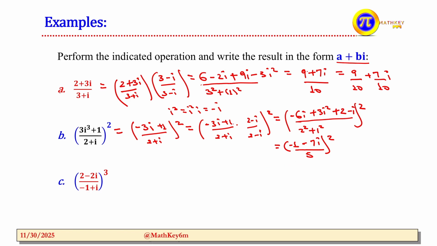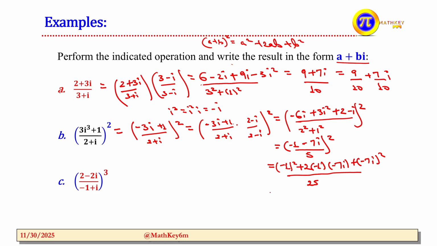The square of this, as you are familiar, (a plus b) squared means what? It equals a squared plus twice ab plus b squared. We perform this: the square of the first, negative 1 squared, plus twice ab, 2 times negative 1 times negative 7i, plus the square of the second, negative 7i squared, divided by the square of the denominator again, that is 25.